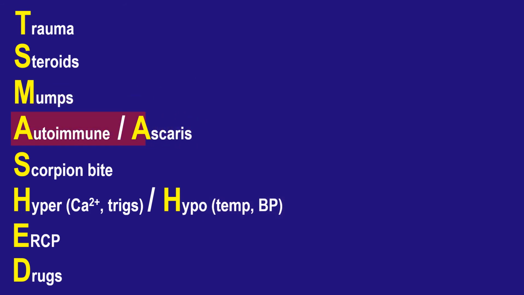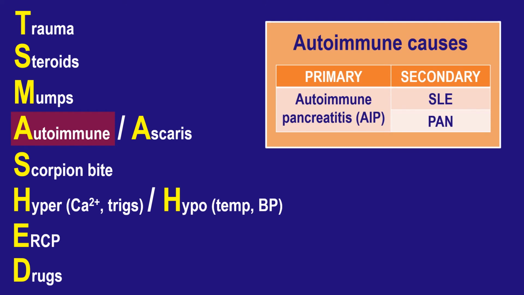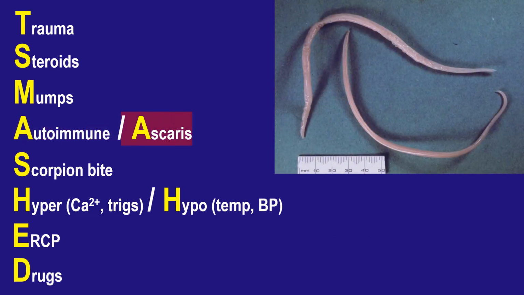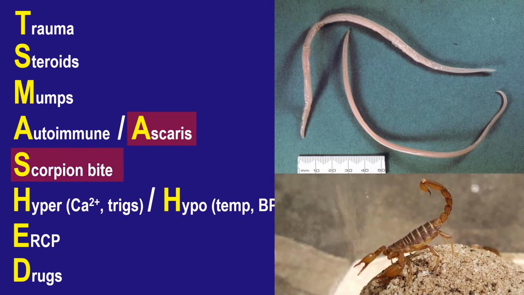Autoimmune conditions like SLE and polyarteritis nodosa can cause pancreatitis. A specific condition, autoimmune pancreatitis or AIP, is becoming increasingly common, particularly type 1 AIP, which more often presents similar to pancreatic cancer as painless jaundice and is related to raised IgG4 levels. Ascaris is a parasitic infection that invades the biliary and pancreatic ducts to cause pancreatitis, being much more common in certain parts of India. The second S is the much-remembered scorpion bite, although you'll do well to see a case of this.